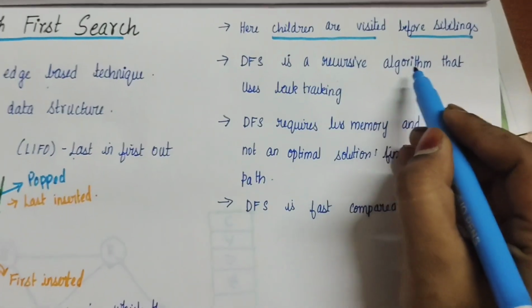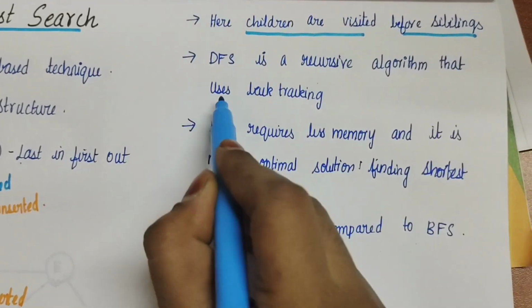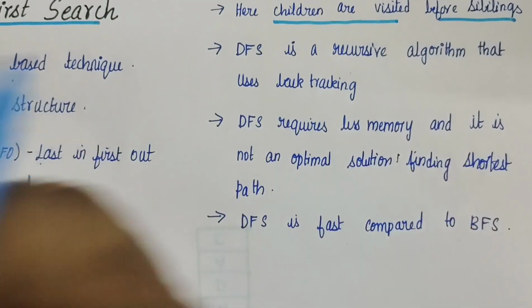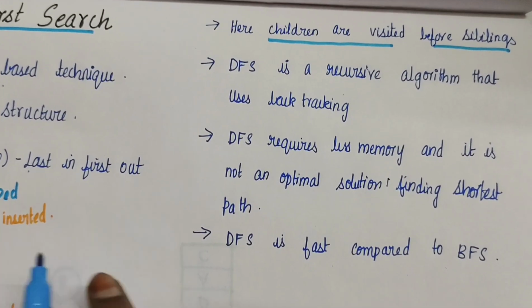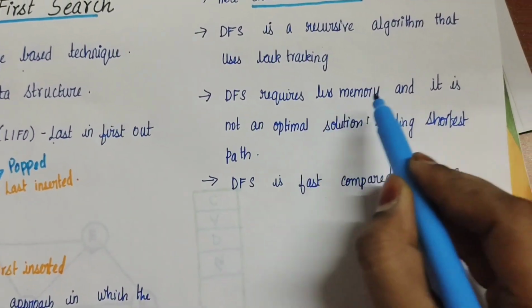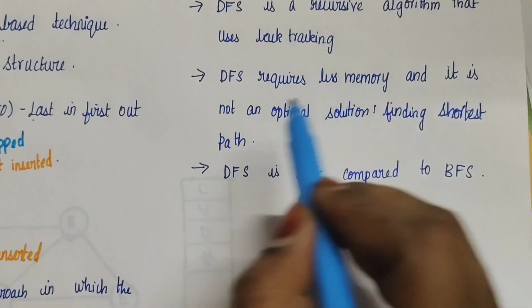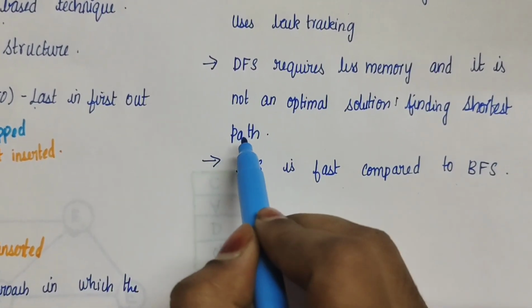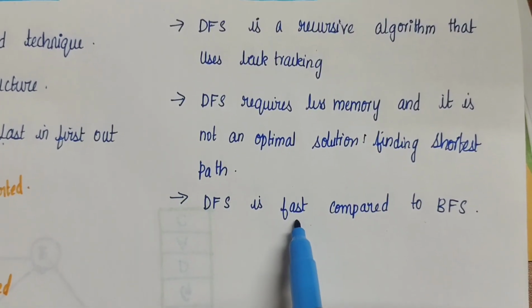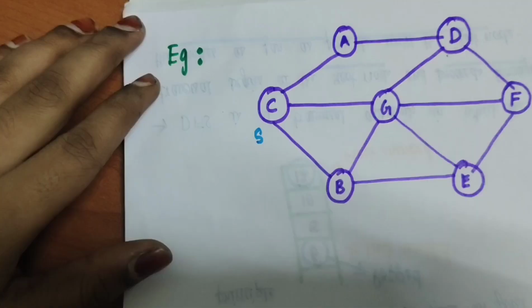And then DFS is a recursive algorithm that uses backtracking. There we saw that BFS does not use backtracking. And then DFS requires less memory and it is not an optimal solution for finding the shortest path. And DFS is fast as compared to BFS.